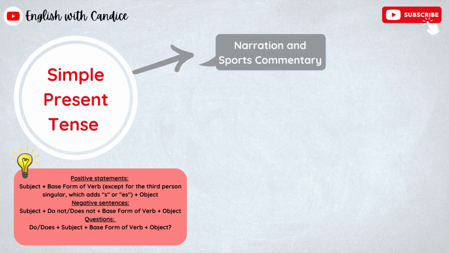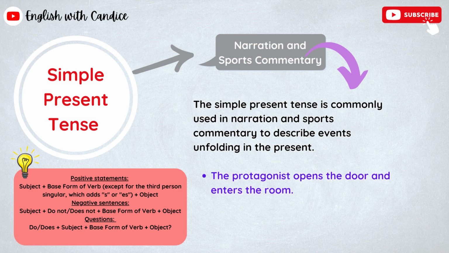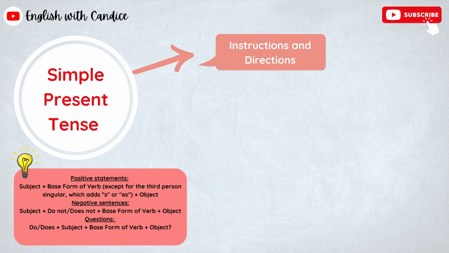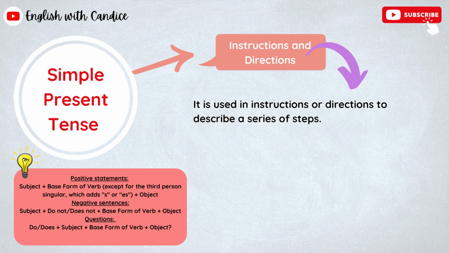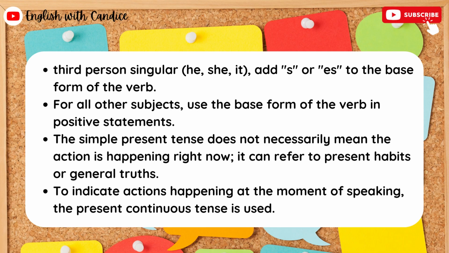The simple present tense is commonly used in narration and sports commentary to describe events unfolding in the present. So, for example, the protagonist opens the door and enters the room. You can also use it for instructions and directions. So let's look at some examples. First, you open the box, then you take out the contents. So there you have it.